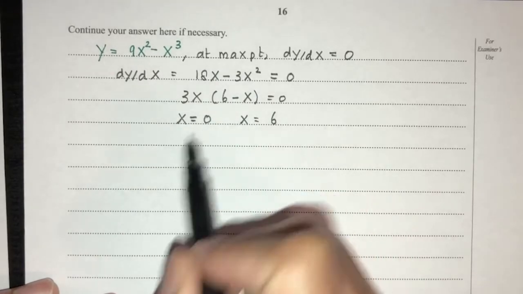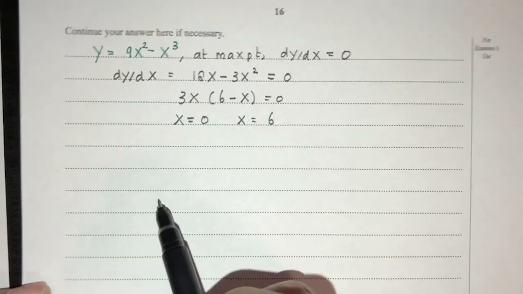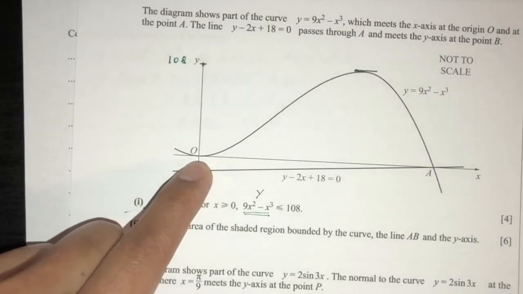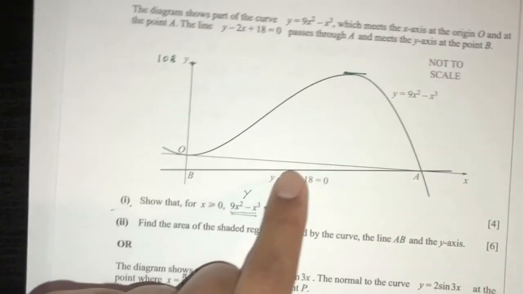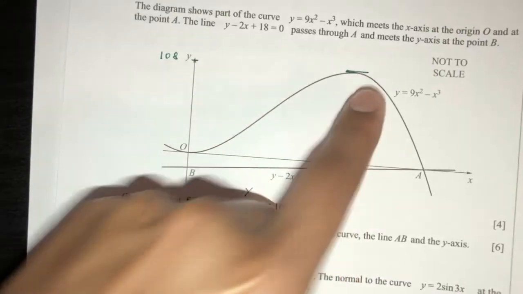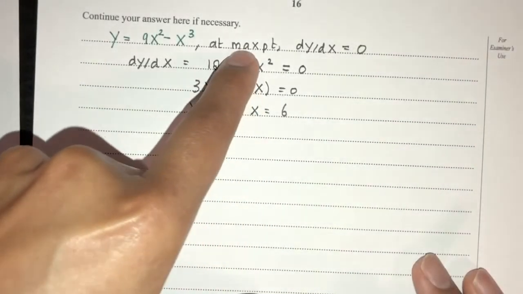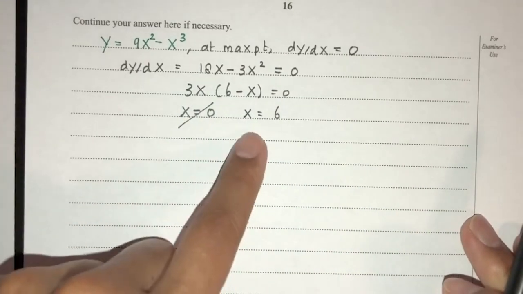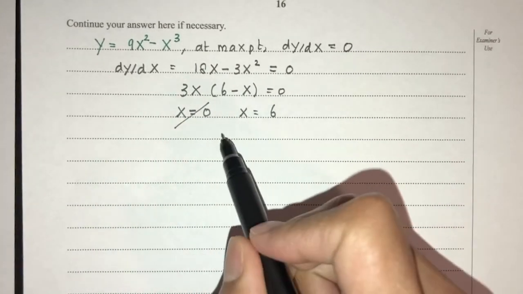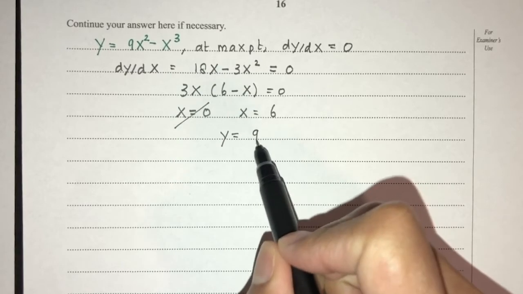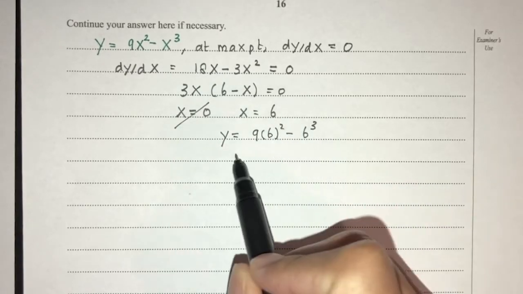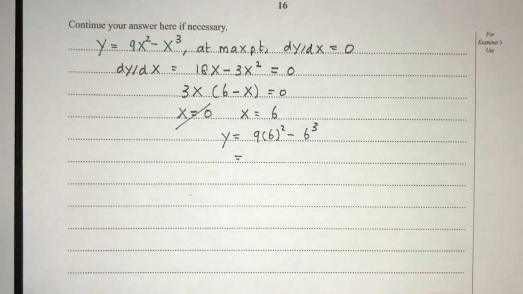At those 2 points we will have your stationary point, but as you can see, this point here at x equal to 0 is your minimum point, and the max point will be afterwards, which is at this value. So at the max point we'll have x equal to 6, because the other one is your minimum point. So what is the value of y for this? Now y is equal to 9 times 6 squared minus 6 cubed. So hopefully that should give you 108.